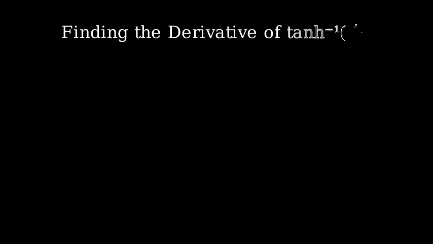Welcome. Today, we'll find the derivative of y equals inverse hyperbolic tangent of the square root of x. Let's start by writing out our function. To solve this, we'll need to use the chain rule since we have a composition of functions.